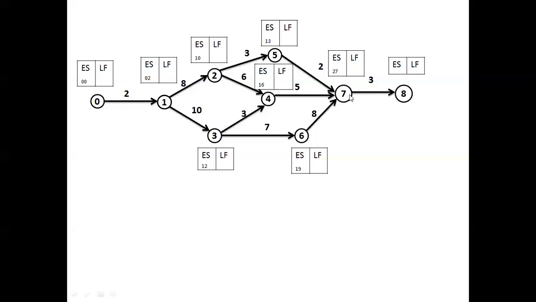Then 7 to 8 starts on the 27th day, takes 3 days for processing, and the 7 to 8 activity, that is the last activity, will be completed on the 30th day. This 30th day is taken under the column ES, that is earliest start time.